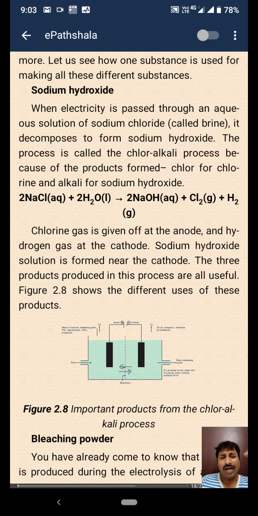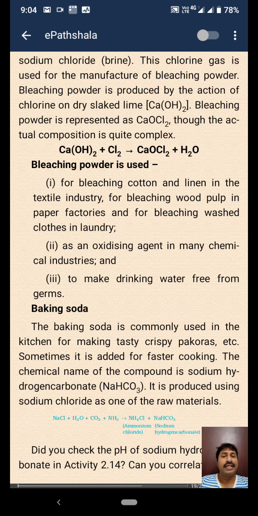How is sodium hydroxide produced? Sodium chloride, called a brine solution, which is a very important, tricky word, is added with water, and when it is electrolyzed it gives out sodium hydroxide plus chlorine gas plus hydrogen gas. From the chlorine gas, when calcium hydroxide is added, it gives out calcium oxychloride plus water.